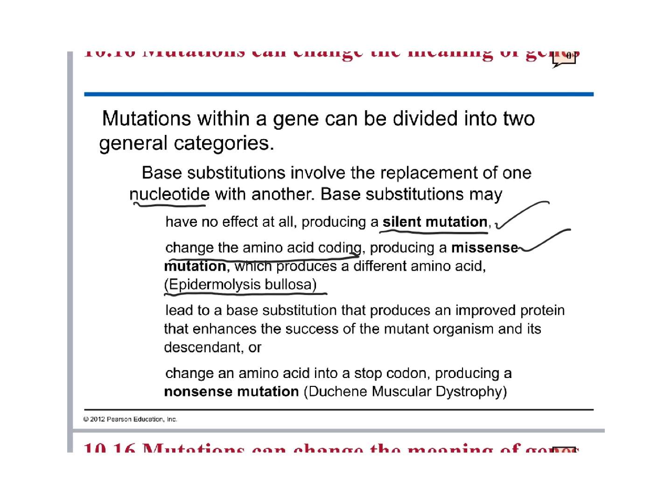A base substitution could produce an improved protein that enhances the success of an organism, or a change in an amino acid could create a stop codon, producing what we call a nonsense mutation, one like what we call a type of muscular dystrophy called Duchenne muscular dystrophy. This causes severe muscle degeneration in individuals. So you can see the range of complications that base substitutions can have.